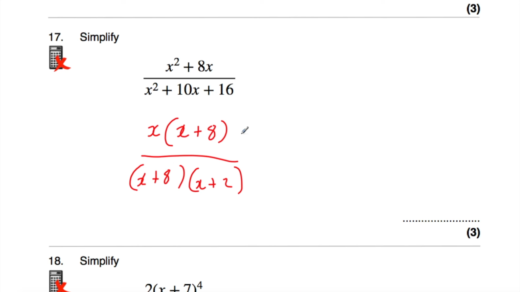So we factorized the numerator and we factorized the denominator, and both of them are divisible by x plus 8. We can divide both the numerator and the denominator by x plus 8.